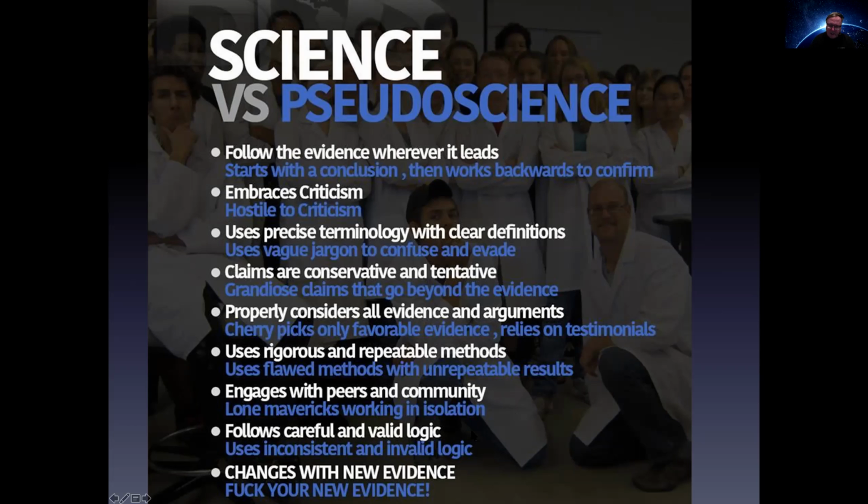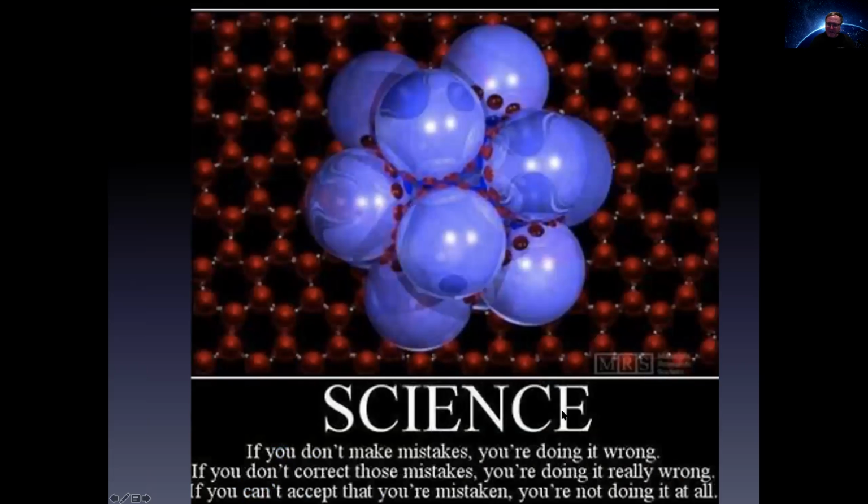Science tries to follow a careful, valid logic. If you evaluate these pseudosciences, they're often inconsistent and invalid. And science is always changing with new evidence, right? It's never final. And of course, new evidence, as this very graphically says, is something pseudoscientists don't like. Or this little graphic here says it very nicely: science, if you don't make mistakes, you're doing it wrong. If you don't correct those mistakes, you're doing it really wrong. If you can't accept your mistakes, you're not doing it at all. I mean, that says it in a nutshell.